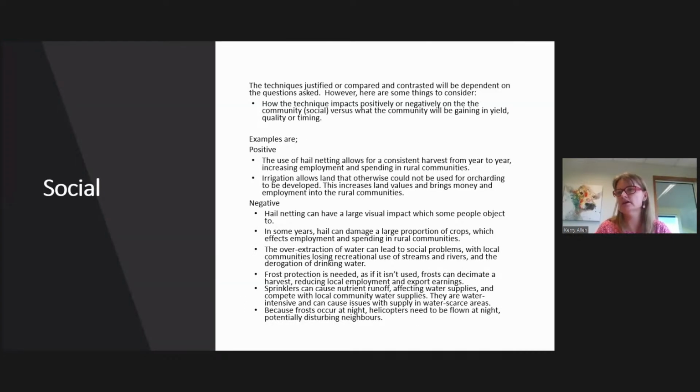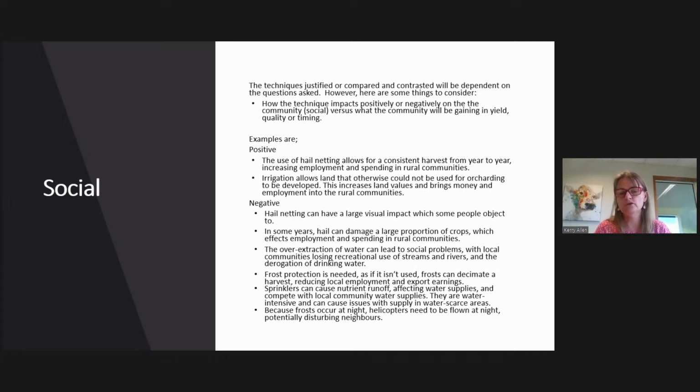And then lastly, looking at social. What impact do these techniques have socially? All of them will be providing employment, so jobs in your community. So they're all positive things. It means you can have money going back into your community. They're going to have increased employment, you'll have increased spending, therefore your rural communities will continue to survive. So this increases land values.